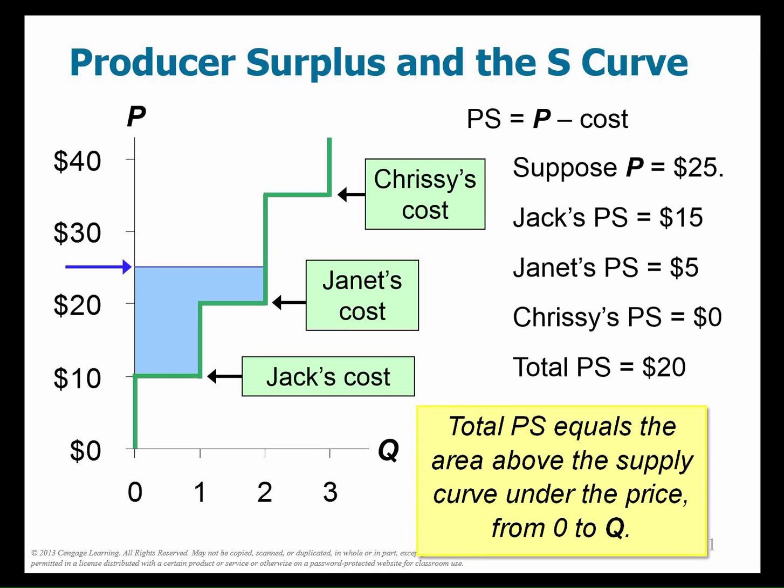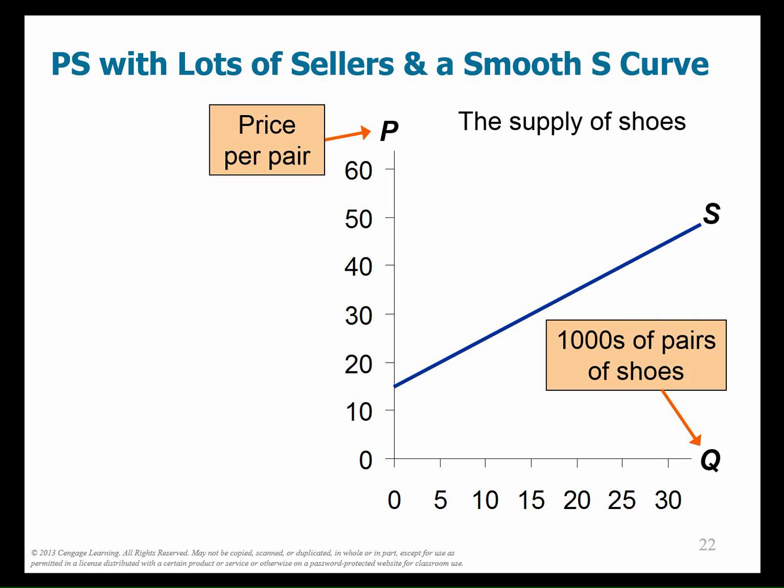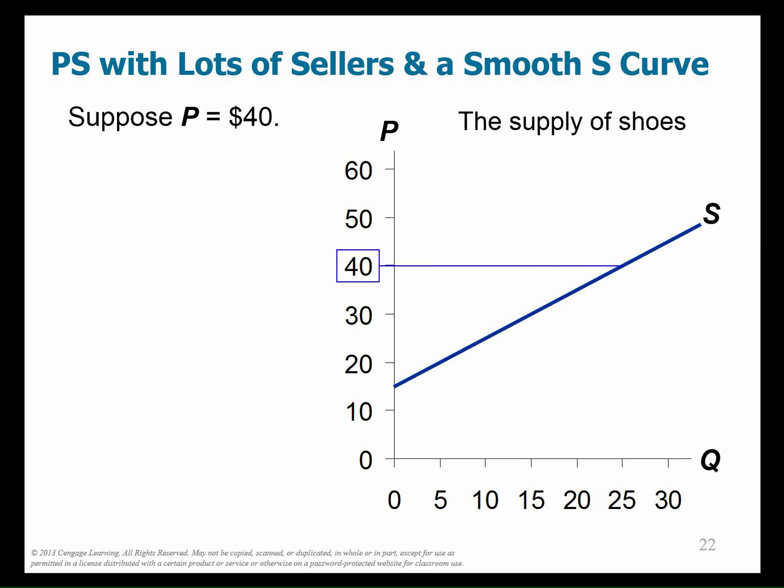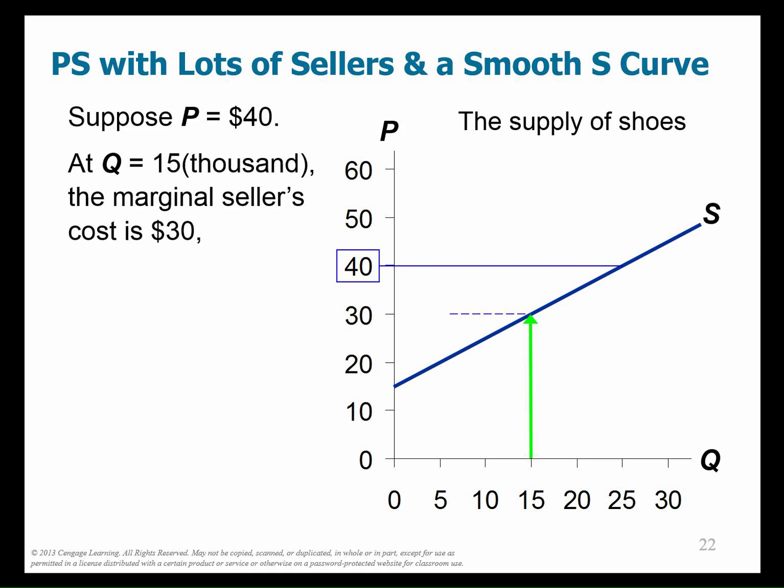So very simply, producer surplus is above supply, below the price. Okay, so now I've graphed a smooth supply curve because these are thousands and thousands of sellers. And let's imagine the price is 40. So what's the producer surplus?